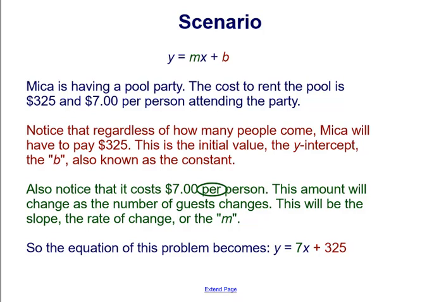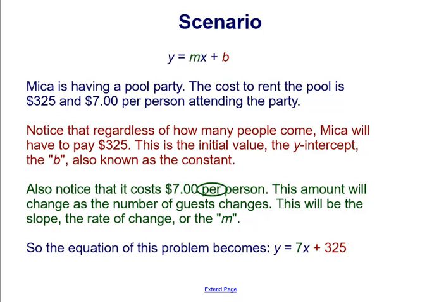So notice that regardless of how many people come, Micah will have to pay $325. This is the initial value, so it's the y-intercept and the b in the equation. It's also known as the constant.